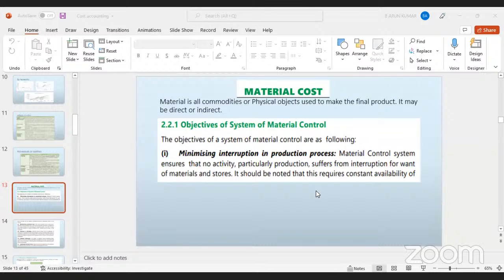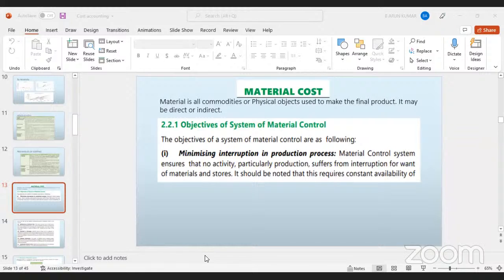So here we see the definition of material cost. Today we are discussing material cost, that is, material is all commodities or physical objects used to make the final product. It may be direct or indirect materials. So here, see the definition.